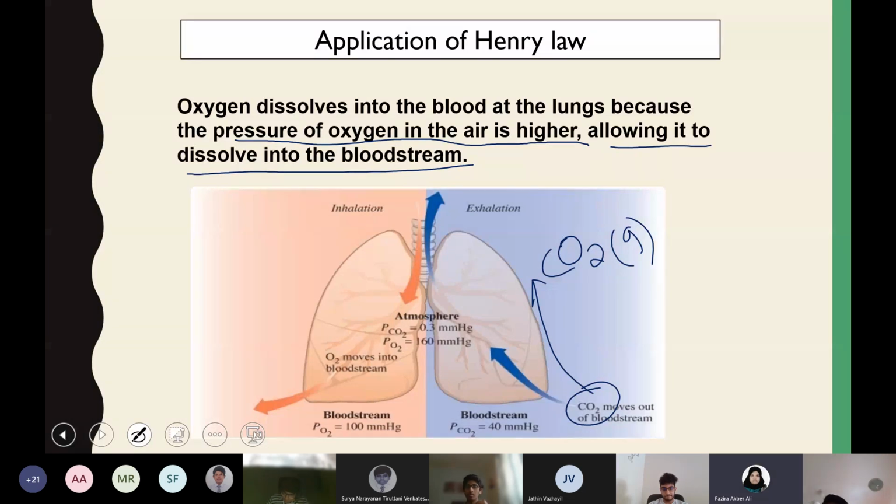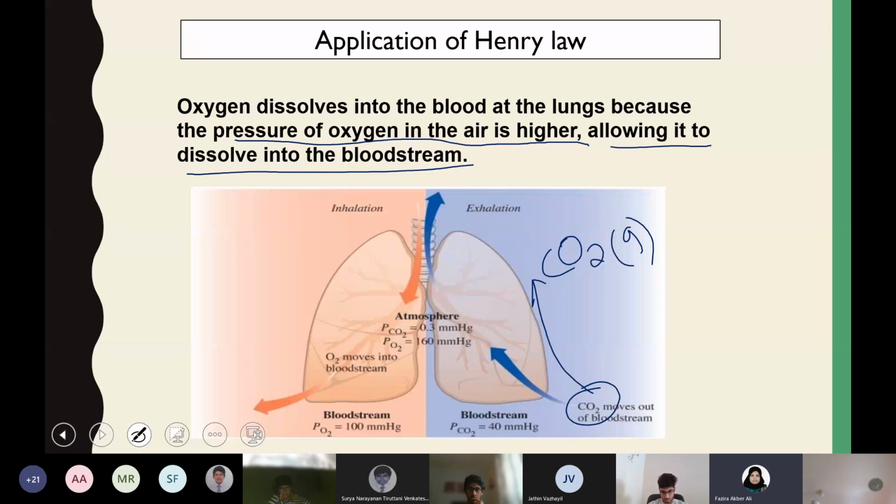Very easy example, I know, but still you can expect a question as application of Henry's law. So these two examples, carbonated drinks and dissolving oxygen in our bloodstream, are very close to our everyday life situations. The next two examples are not very common, but still you can easily connect, and they are very, very important also, as they lead to a medical condition.